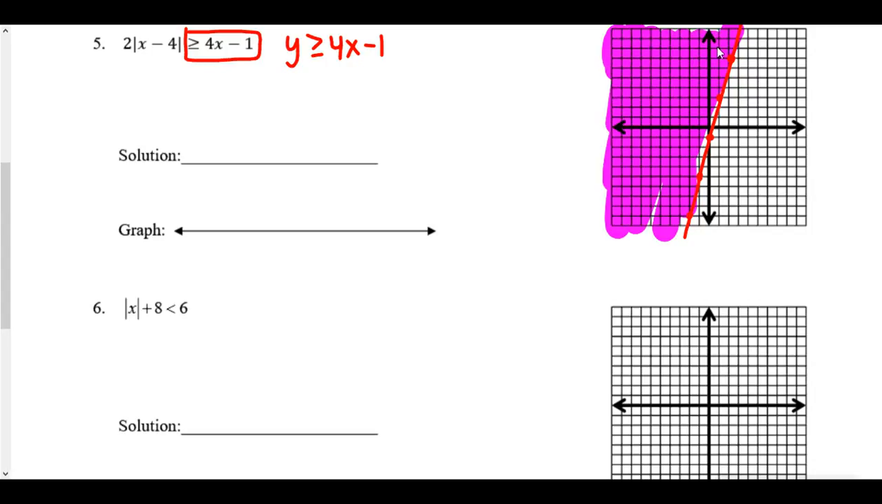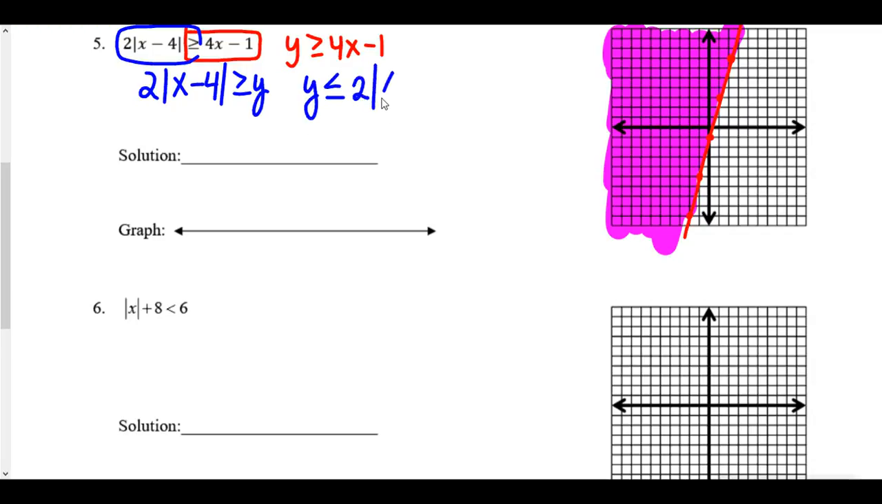Okay, now I have to do the other part. So that one, get my pen here, I would have 2 absolute value of x minus 4 is greater than or equal to y. I like my y first, so when I write it, I'm going to have to switch the direction of the inequality. Y is less than or equal to the absolute value of 2x minus 4. So that's going to be a V shape that's scooched 4 to the right, and it's going to have a slope of 2. So I'm going to go up 2 on the right, up 2 over 1 on the left.